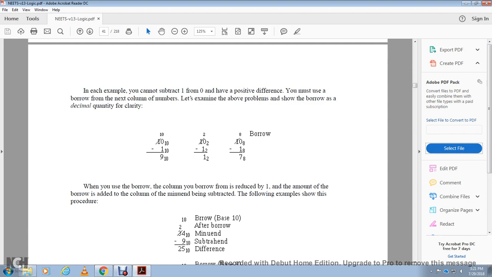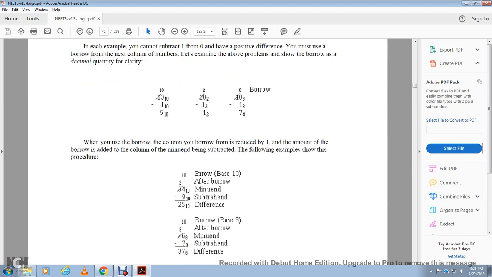When you have used the borrow, the column you borrowed from is reduced by 1. The following example shows the procedure. 34 base 10 minus 9 base 10 gives a difference of 25.